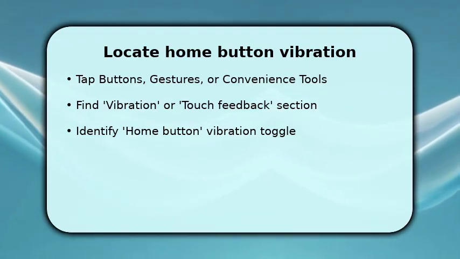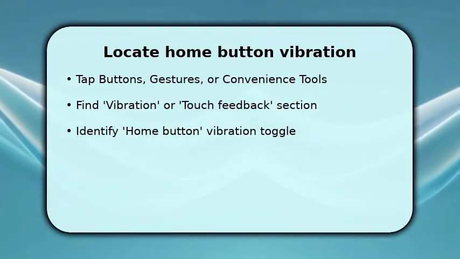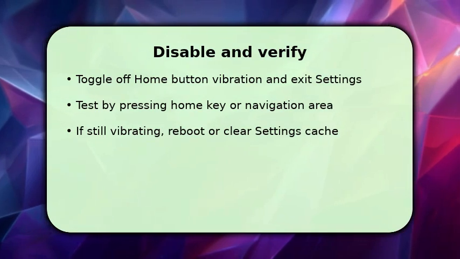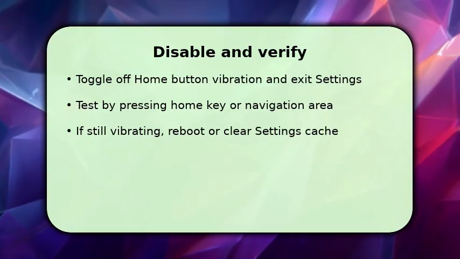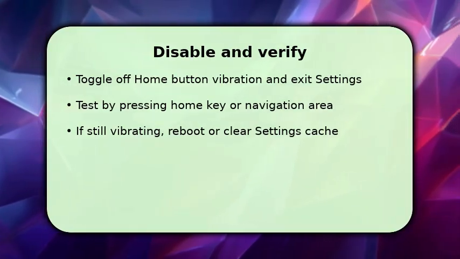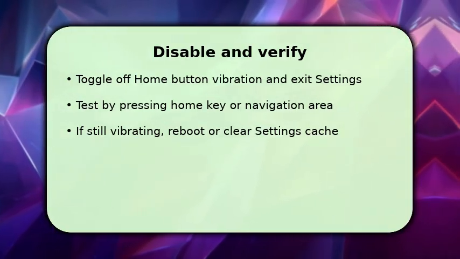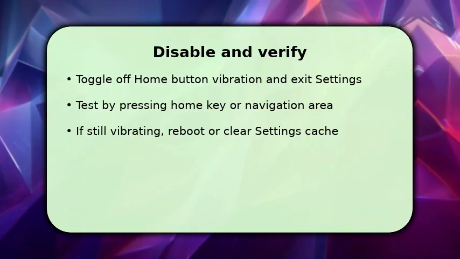Pause and confirm you are changing the home button setting, because turning off general vibration would turn the home button vibration toggle off. The change is immediate, so try pressing the home key or area right after to confirm. If it's silent, you're done. Make sure other desired vibrations remain enabled.